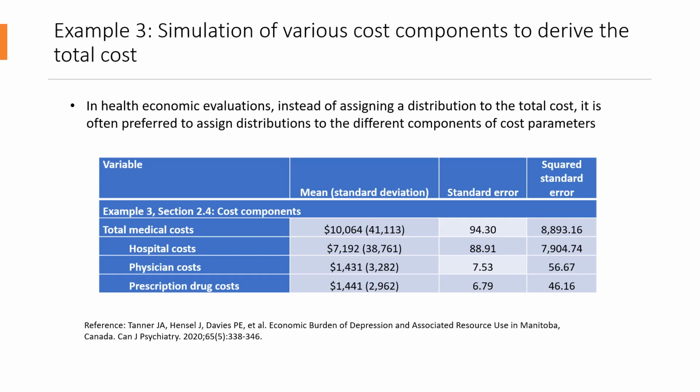Example 3 was the simulation of various cost components to derive the total cost. In economic evaluations, instead of assigning a distribution to the total cost, we often prefer to assign distributions to the different components of cost parameters. In this way, we can understand how the different cost components contribute to the economic results. The squared standard error of the total medical costs was greater than the sum of the squared standard errors of hospital costs, physician costs, and prescription drug costs, suggesting that correlations existed among the three cost components.